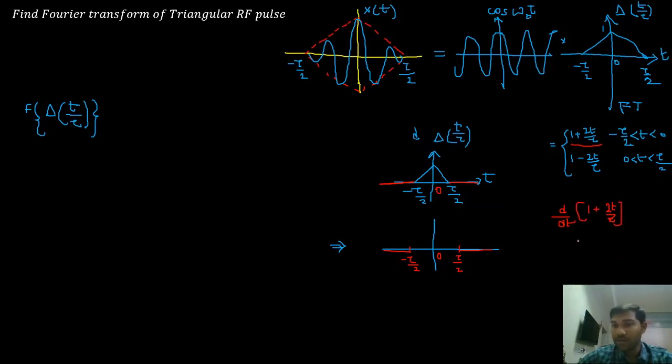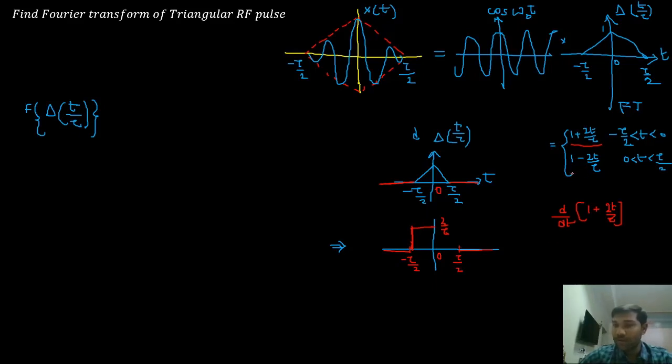Differentiation of 1 is 0, and differentiation of 2t by tau with respect to t is 2 by tau. So in this range, the value of this signal is 2 by tau. It's a constant.